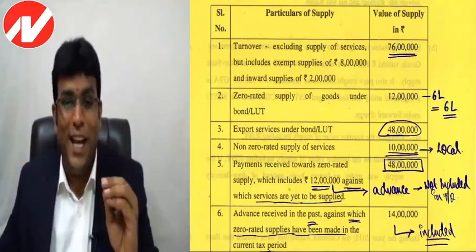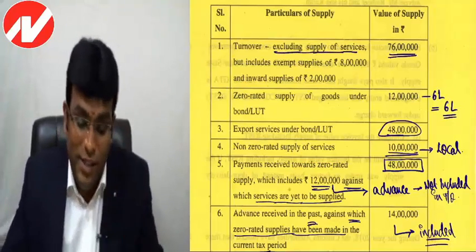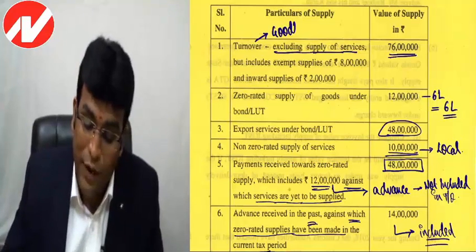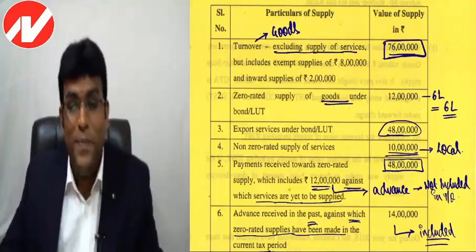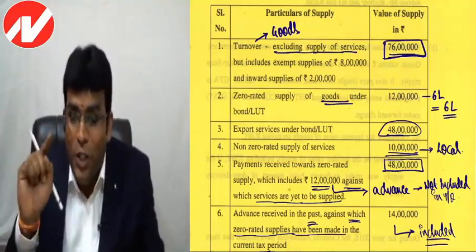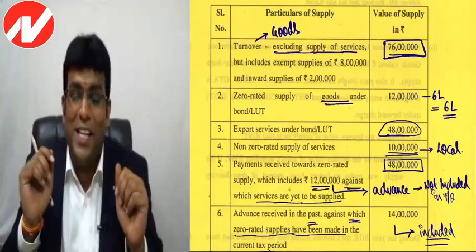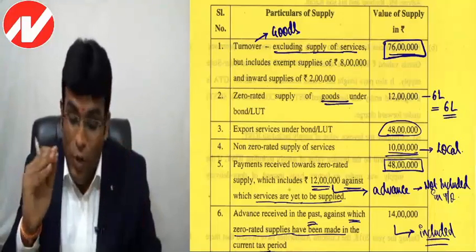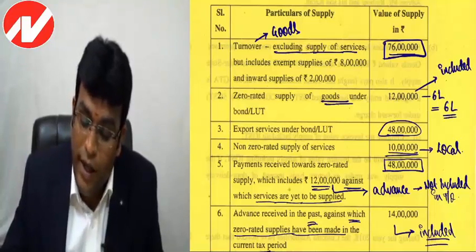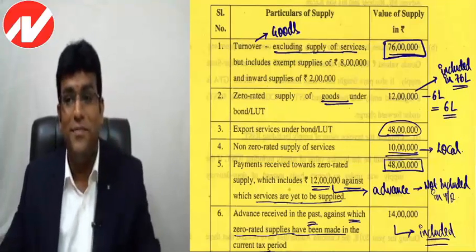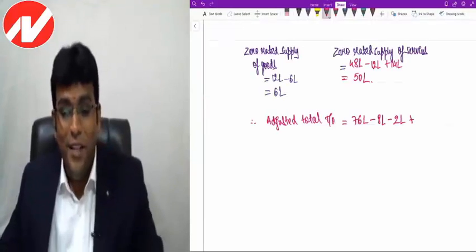So friends, please understand that at the start of the question they told turnover excluding supply of service. That means this turnover is only related to goods, and the figure they told is 76 lakhs. And below again they told zero rated supply of goods. Now it is your assumption whether 76 lakhs includes 12 lakhs or not. So let's say I assume that this 12 lakhs is already included in 76 lakhs.